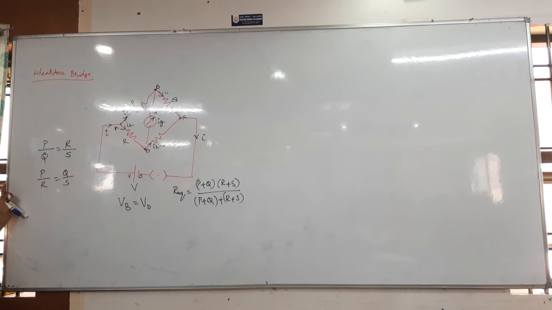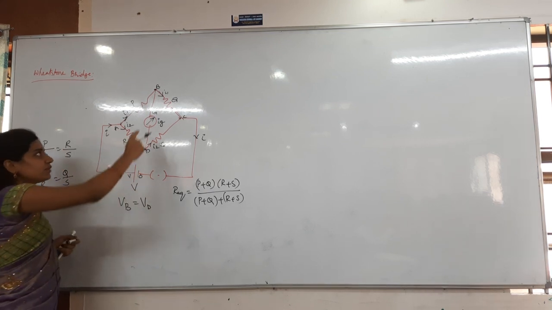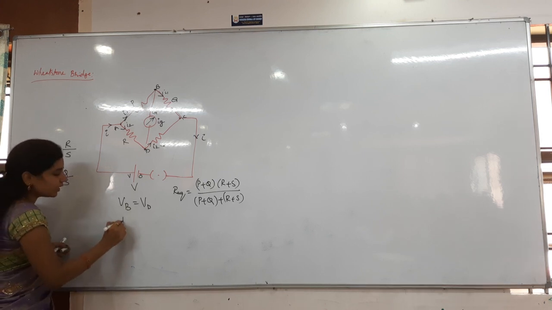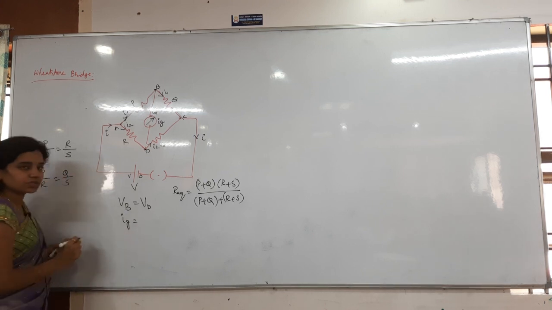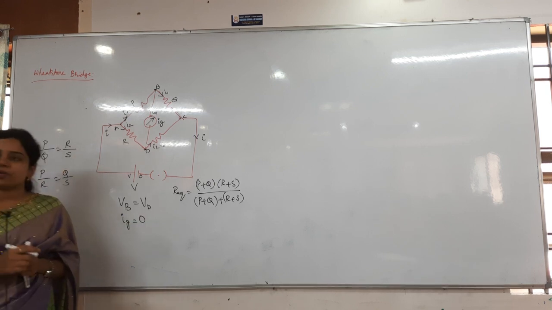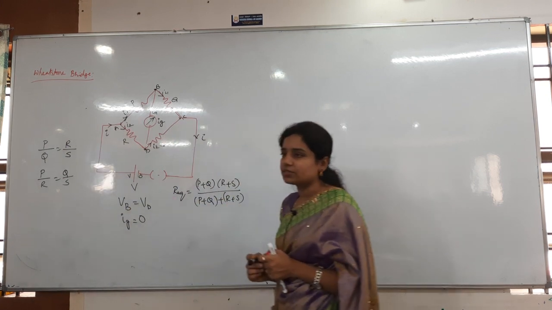If the bridge is unbalanced, at that time what can I say? And moreover, whenever the bridge is balanced, at that time I am saying that VB is exactly equal to VD. Then what can I write? The current flowing in the galvanometer is how much? Ig is equal to 0. Why? Because there is no potential difference, there is no current flow. That is about the balanced condition.